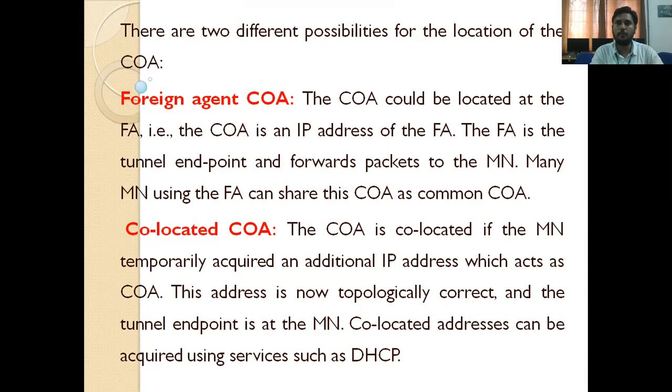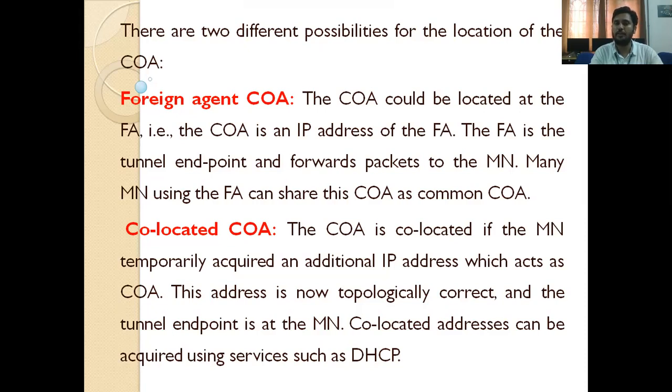The care of address could be located at the foreign agent. The care of address is an IP address of the foreign agent. The FA is the tunnel endpoint and forwards packets to the mobile node. Many mobile nodes using the foreign agent can share this care of address as a common care of address. So that is the foreign agent care of address.